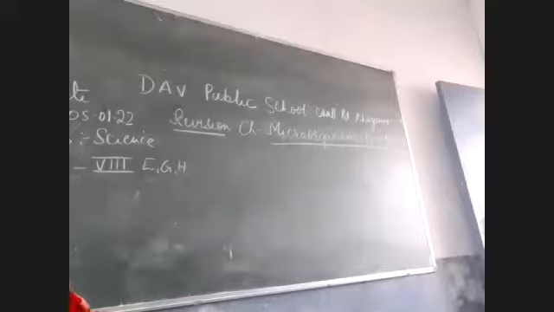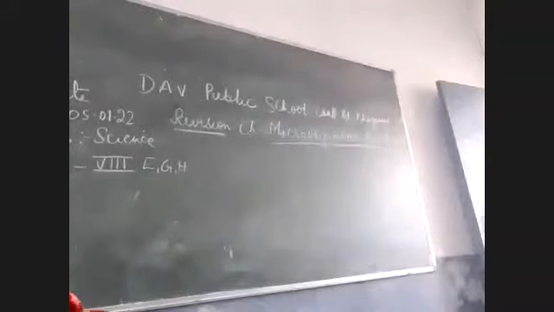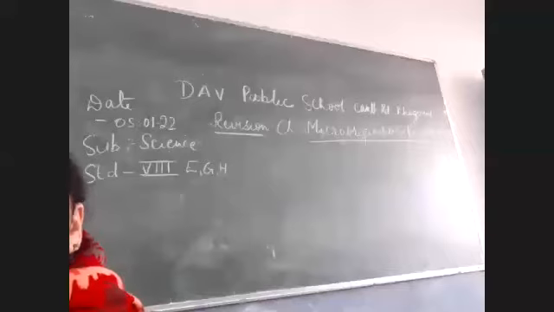Now, tobacco mosaic virus is a disease caused by a virus. Which part of the plant does it affect? Leaves. It appears as uneven spots and discoloration on the leaves. Yes, that is also important. You have to learn that also.